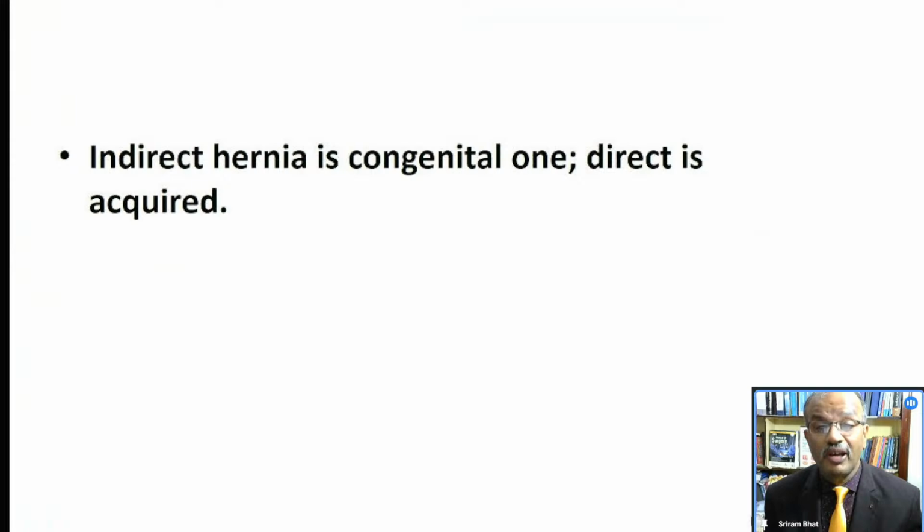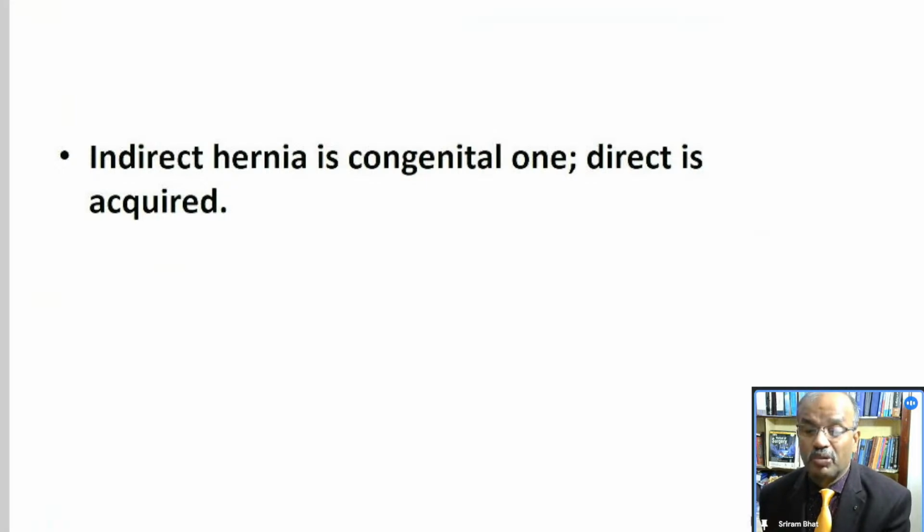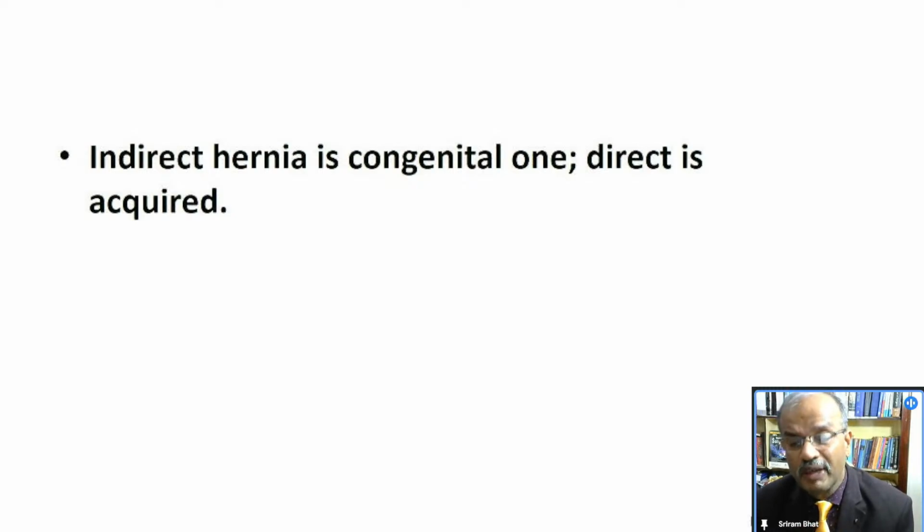Whereas direct hernia is always acquired, because of all these same causes, which weaken the posterior wall of the inguinal canal, through which the sac or the content protrudes forwards, causing the direct hernia. So direct is acquired, indirect is congenital. Direct is commonly bilateral, indirect is unilateral on presentation, but many times eventually it becomes bilateral. That's the point you have to remember.